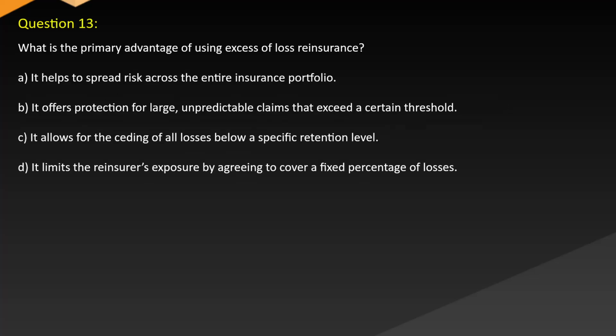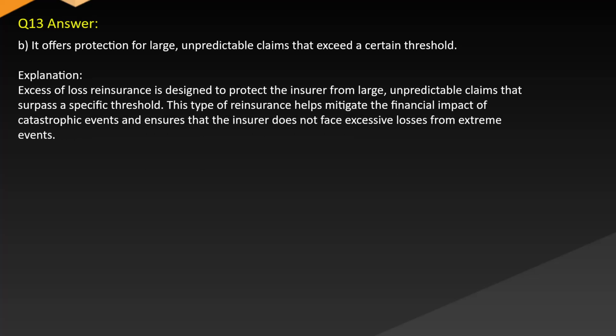Question 13. What is the primary advantage of using excess of loss reinsurance? A. It helps to spread risk across the entire insurance portfolio. B. It offers protection for large, unpredictable claims that exceed a certain threshold. C. It allows for the ceding of all losses below a specific retention level. D. It limits the reinsurer's exposure by agreeing to cover a fixed percentage of losses. Answer. B. It offers protection for large, unpredictable claims that exceed a certain threshold.